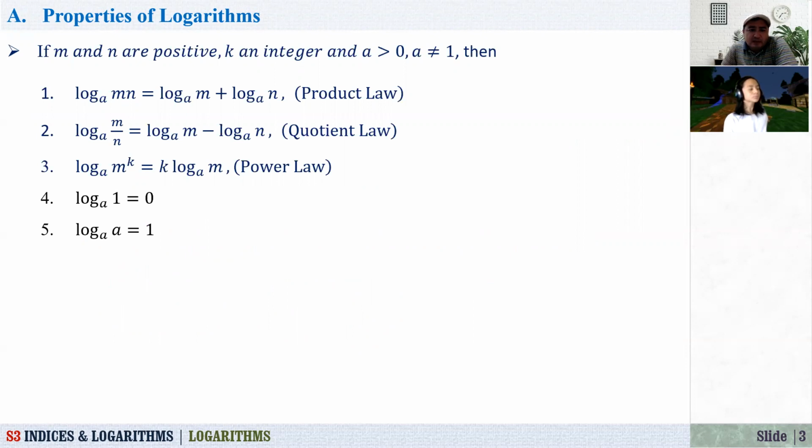Number one is, if m and n are positive numbers, k an integer, and a is positive, a is not equal to 1, then the logarithm of mn to the base a is equal to the logarithm of m to the base a plus the logarithm of n to the base a. Number two is the logarithm of m over n to the base a equals log m to the base a minus log n to the base a.